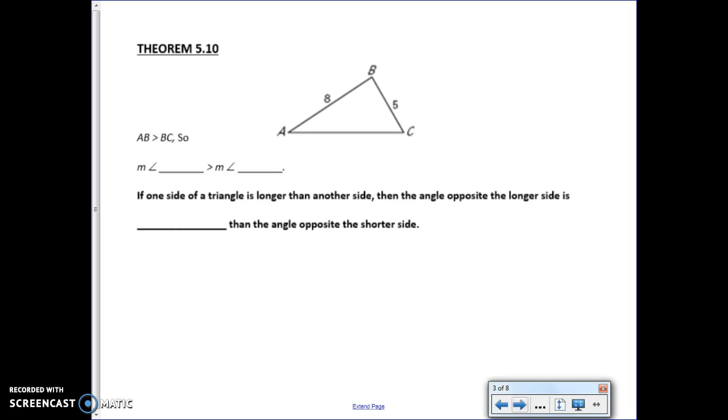Well, then this theorem says that if we know that side AB is bigger than side BC, then we know that the angles across from them will match up. So if AB is bigger, then the measure of angle C will be bigger than the measure of angle A, across from side BC. So it says if one side of a triangle is longer than another side, then the angle opposite the longer side is larger than the angle opposite the shorter side, or is greater than the angle opposite the shorter side.